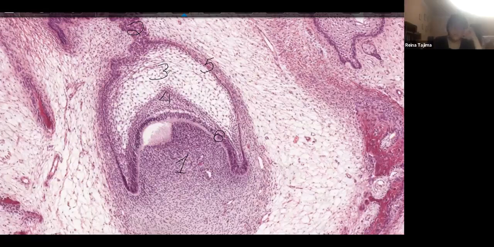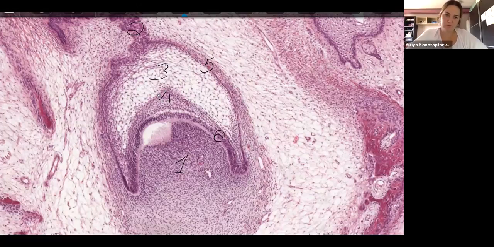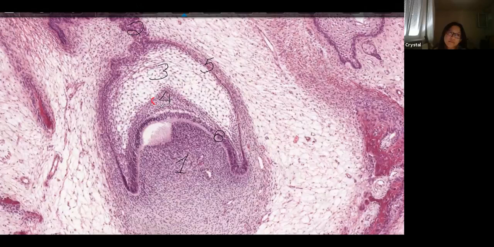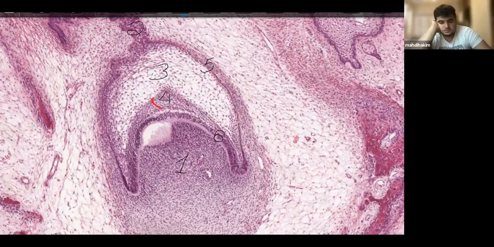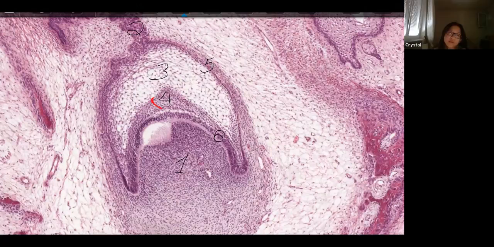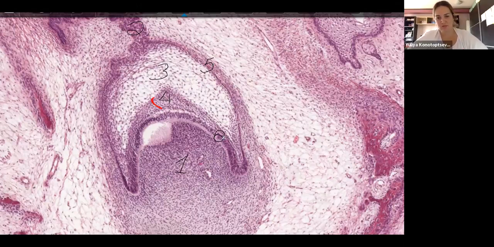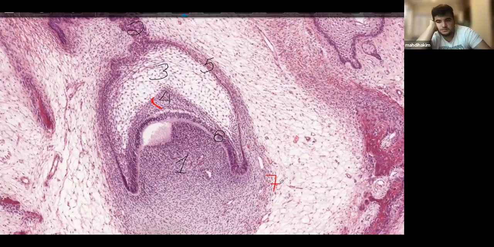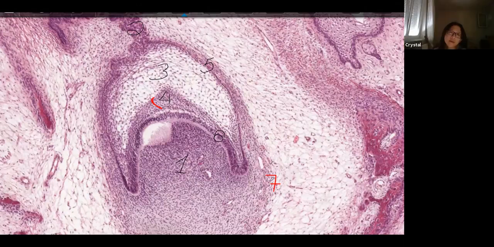Enamel organ. No, what is four? Stratum intermedium. This is stratum intermedium. Five. Outer enamel epithelium. Six. Inner enamel epithelium. And let's do seven. Mesenchyme? Nope. Dental sac.